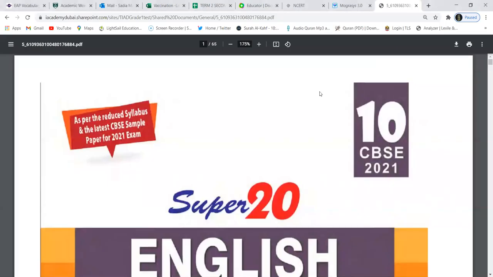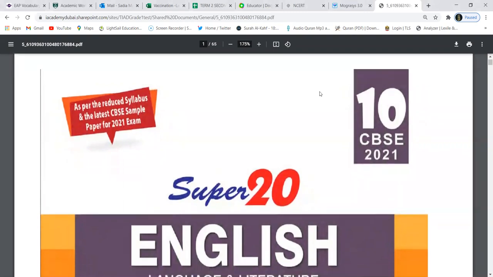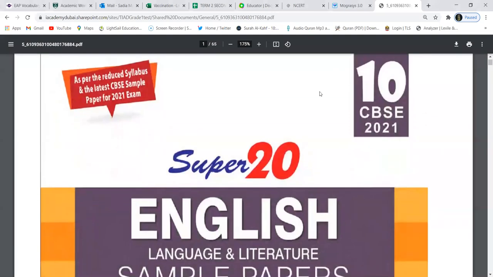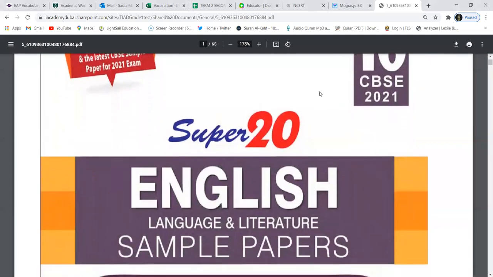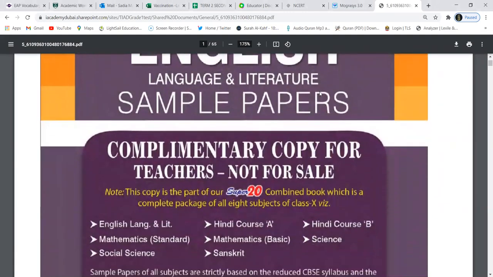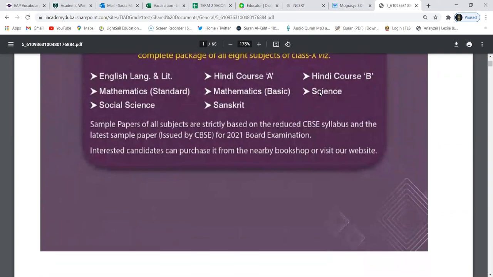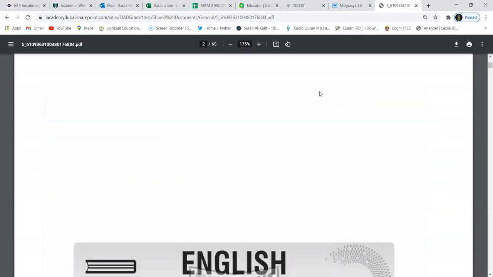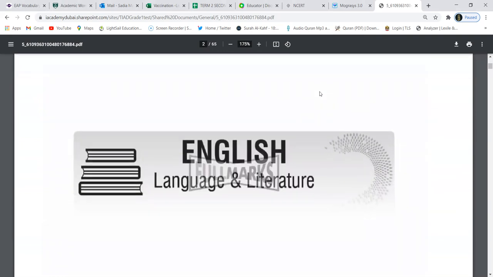Hello students, let us go through a few sample papers with answer keys. There are about five sample papers over here with the answer keys. The students are requested to use it for practice and check their own answers. Very first paper that is used over here is the CBSE sample paper with the answer keys.